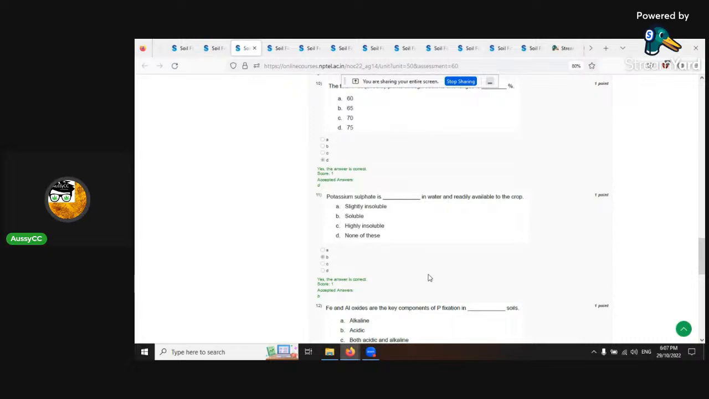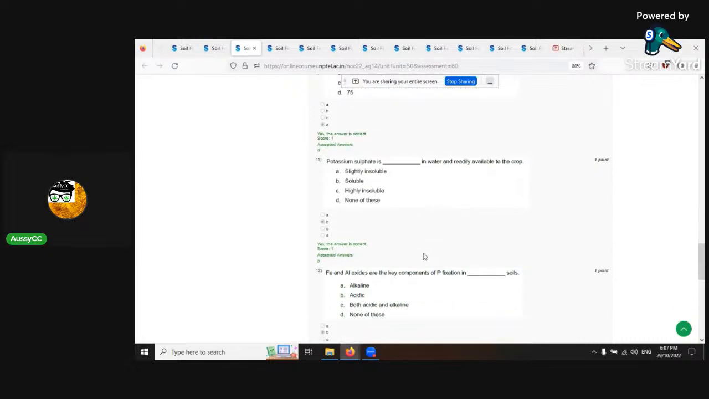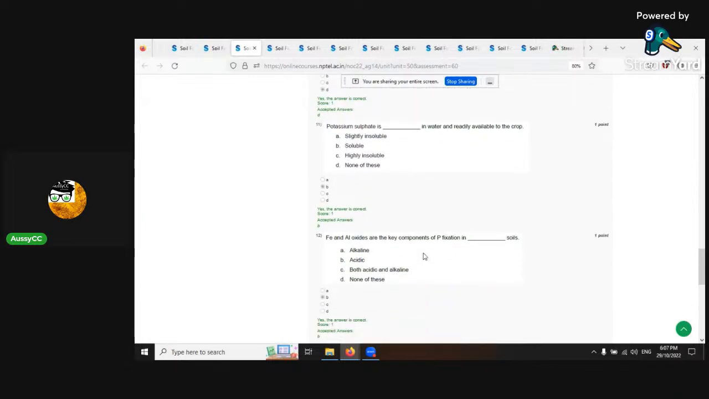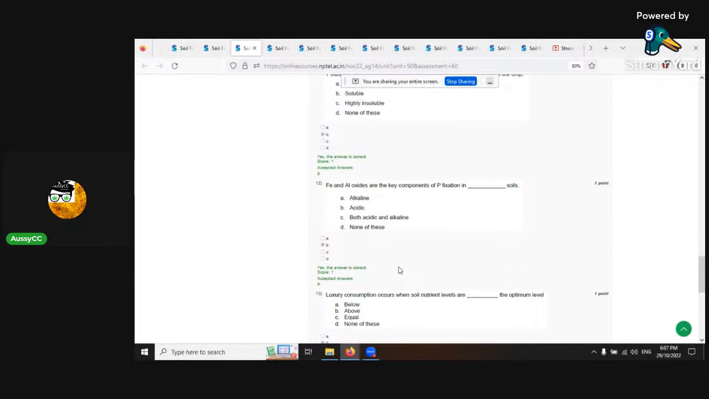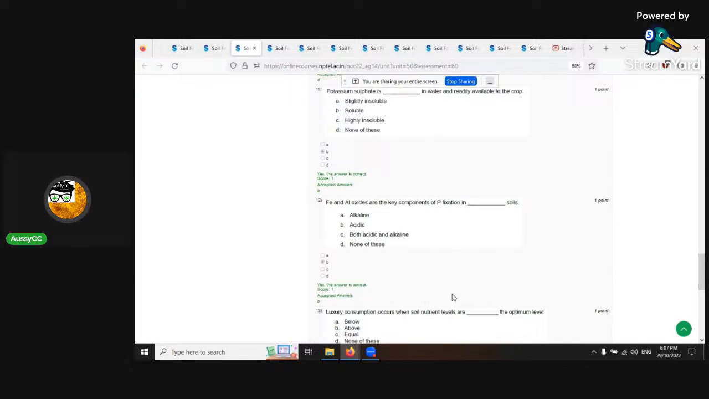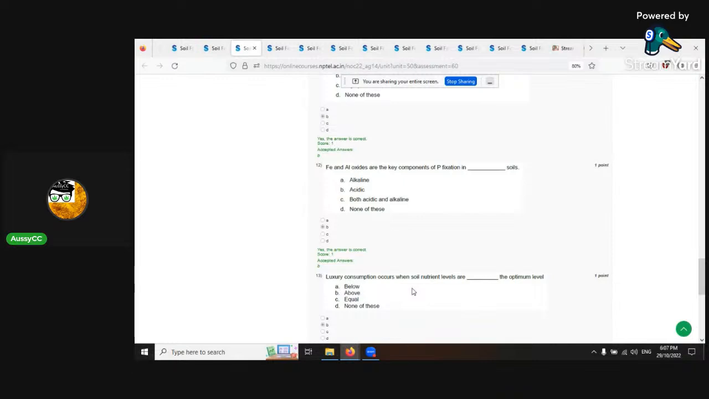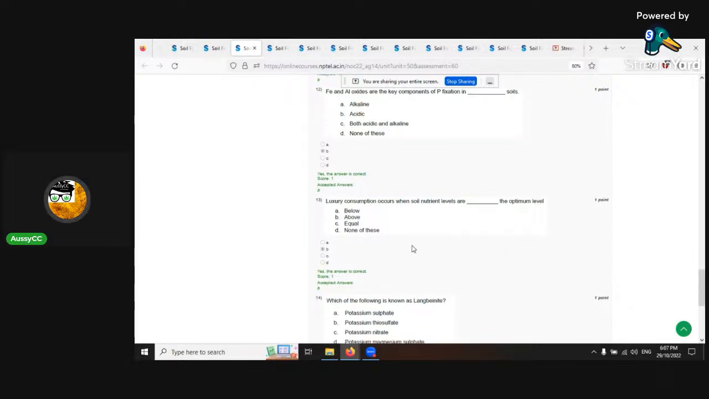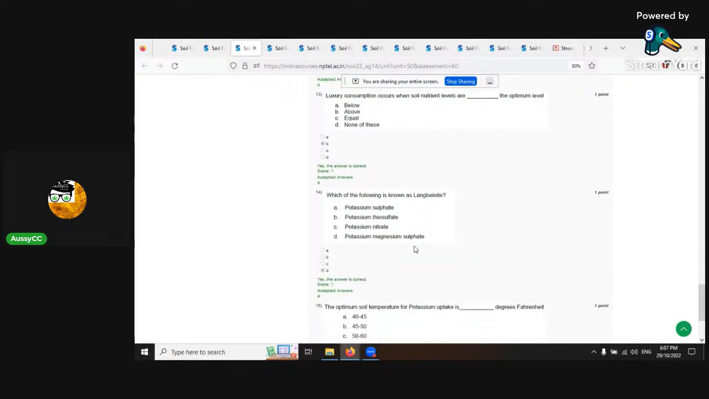Iron and aluminium oxides are the key components to phosphorus fixation in it's acidic. I cheated there a bit. Luxury consumption occurs when soil nutrient levels are above. Because that means you're gifting it, it's doing nothing, it can't work itself out. Which of the following is known as langbeinite? It's got magnesium in it, so it's potassium magnesium sulfate. The optimum soil temperature for potassium uptake is 60 to 80 F.